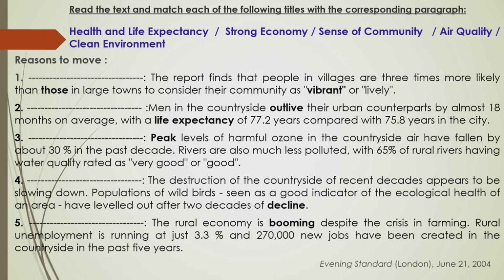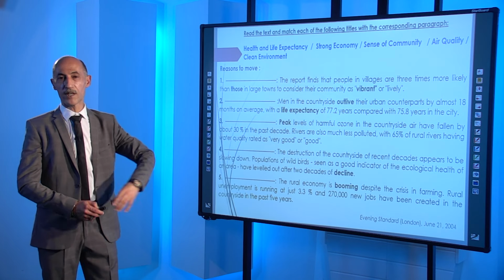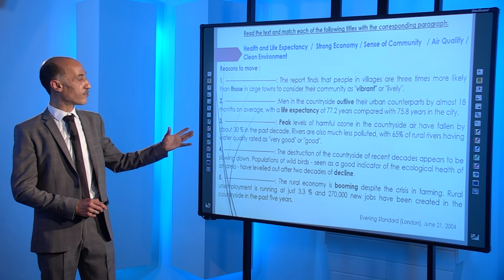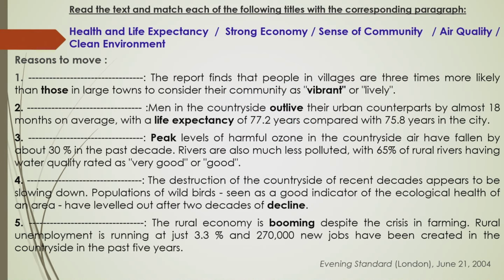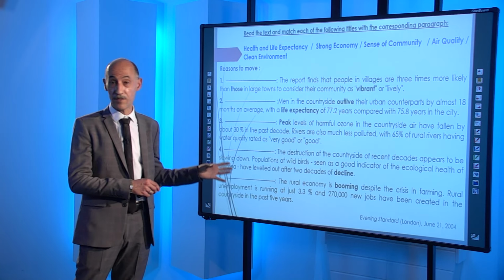When it comes to the 4th paragraph, it also has to do with the environment, but more precisely with an indicator of the ecological health of any area. It's the destruction of the countryside and also the populations of wild birds. So the destruction of the countryside of recent decades appears to be slowing down. Population of wild birds, seen as a good indicator of the ecological health of an area, have leveled out after 2 decades of decline, which is really a stunning thing to know.